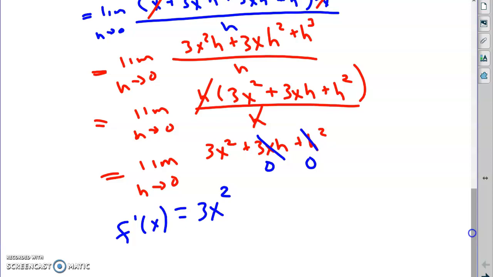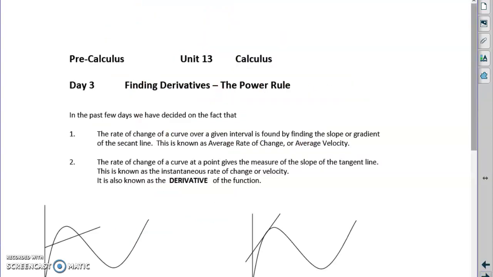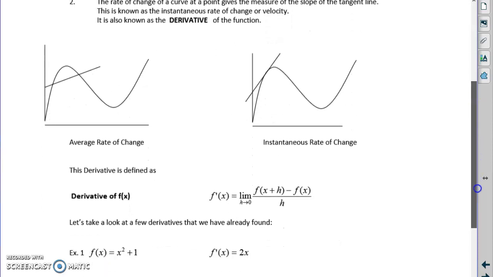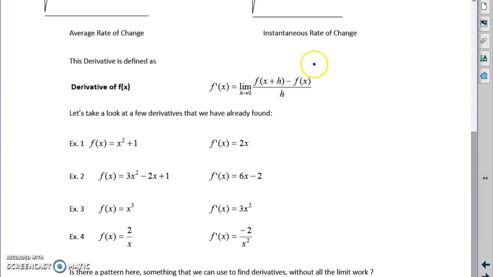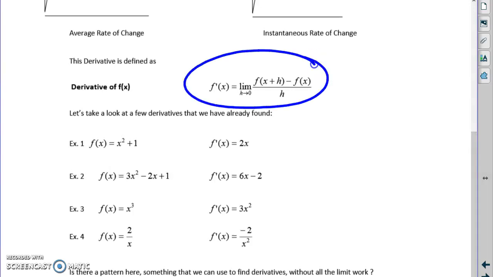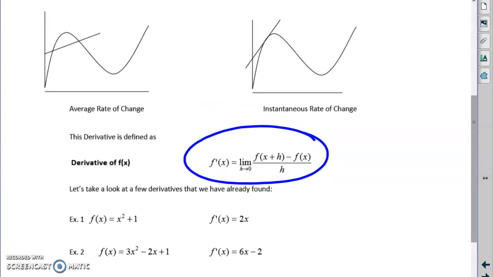All right, so now we're going to do the pattern part. Now we're going to figure out a shortcut. Now we're going to see if we can find the derivatives without all this limit work, and we can. Okay, we're going to build this new powerful tool. It's going to be called the power rule. So we know all about this definition of derivative. We know we're finding the instantaneous rate of change, the slope of the tangent line, unlike the slope of the secant lines, which we did old school.